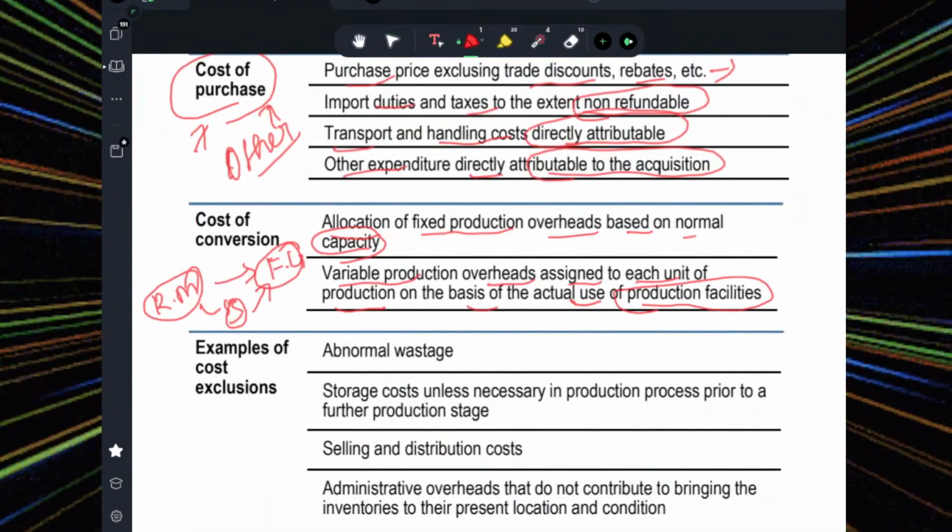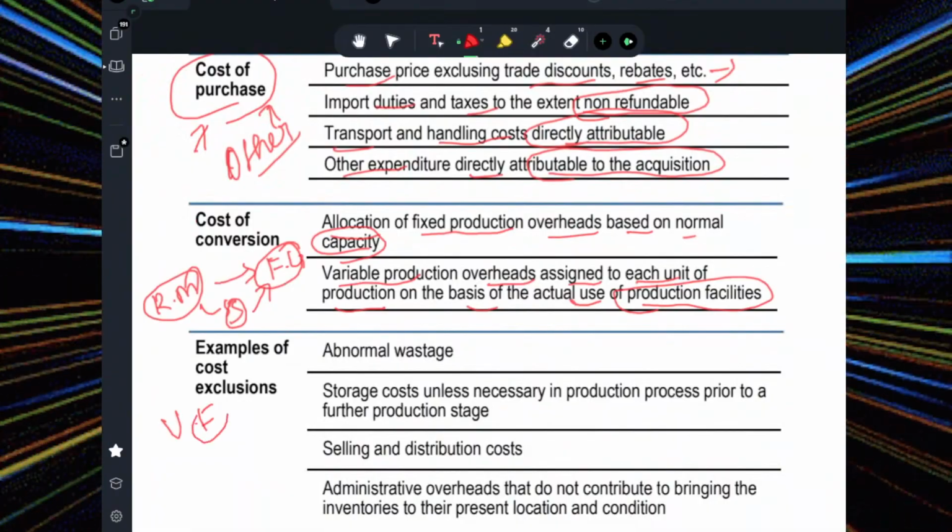So not only variable costs, fixed costs will also be there. That's how you're going to put it into fixed cost. The cost auditor will take care of this, but you should know about it.